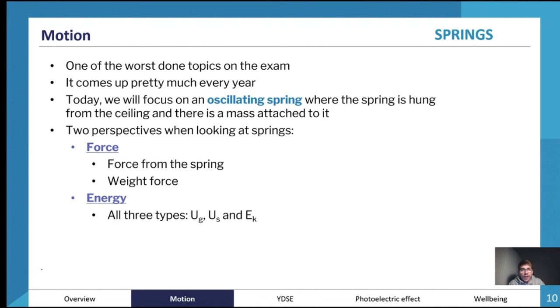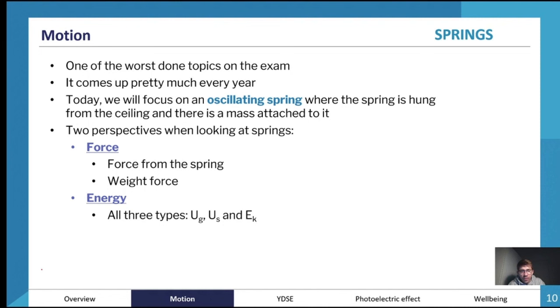Now, let's talk about springs. Springs are one of the worst done topics on the exam because they're actually quite hard to understand, and it comes up pretty much every year. Today, we will focus on oscillating springs, where the spring is hung from the ceiling and there is a mass attached to it.